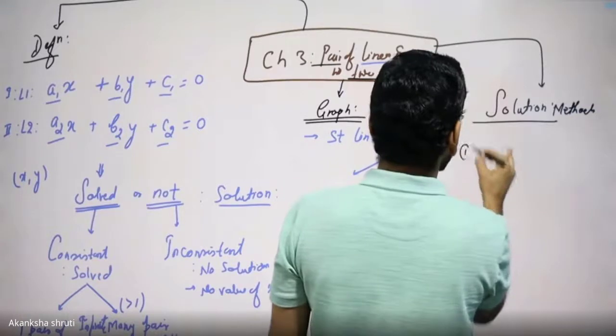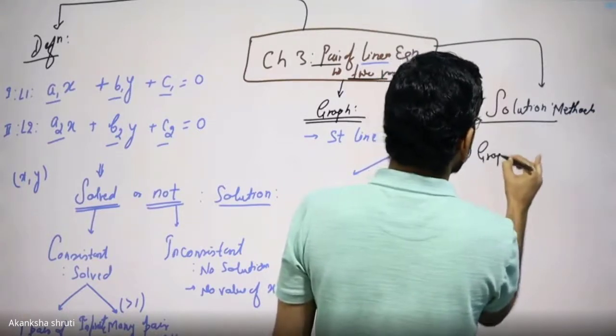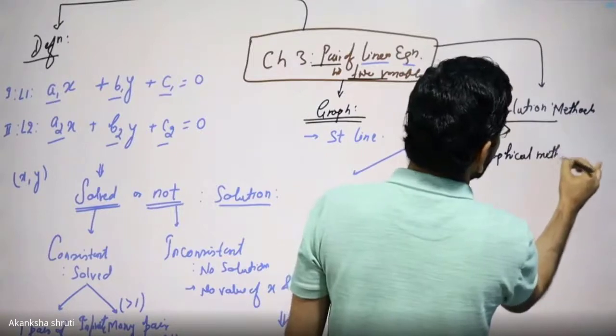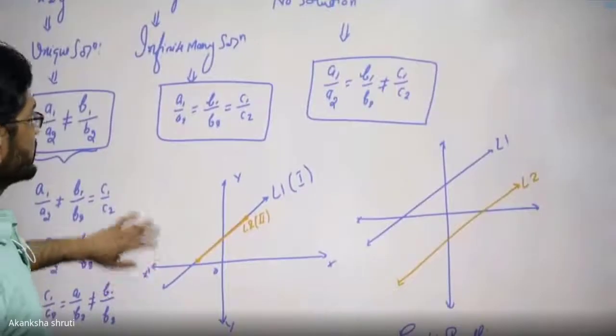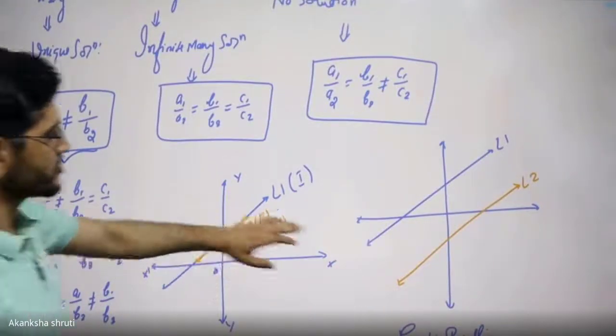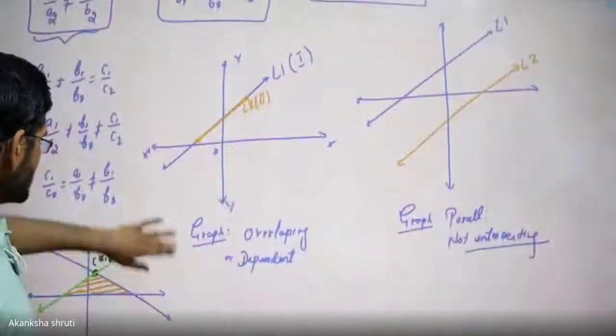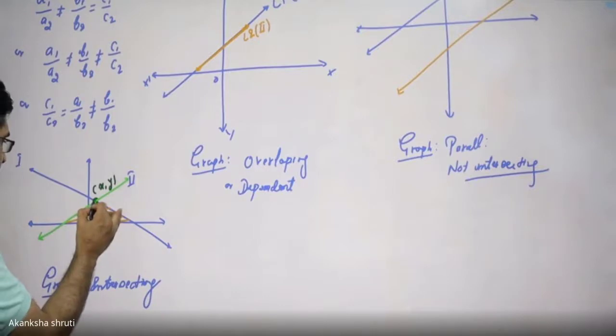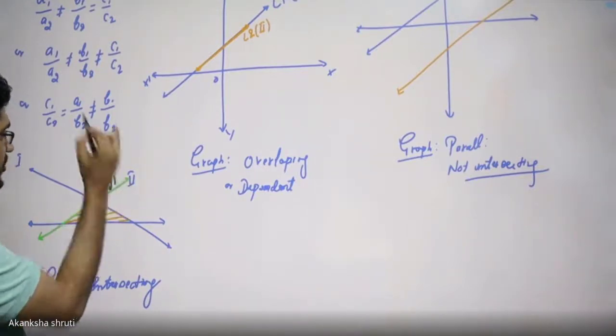The first method is the graphical method. Whatever I had explained here, you need to tabulate some of the solutions for line 1 and some of the solutions for line 2. Then you have to plot them. On plotting, if they are intersecting, then whatever the point of intersection, that gives the solution.